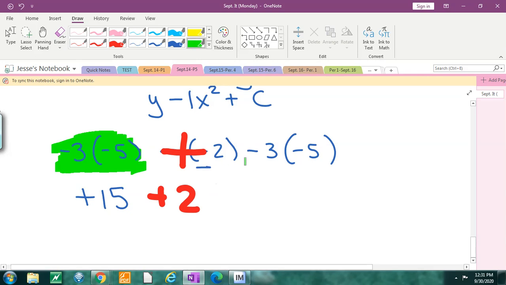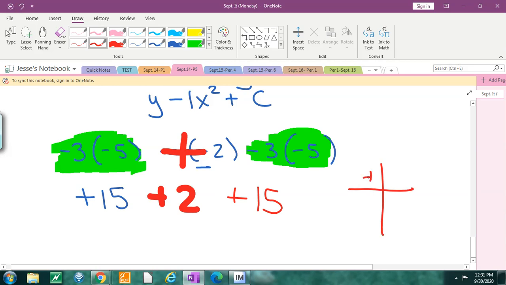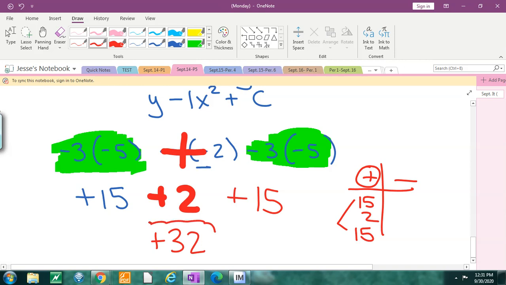And then here we have negative 3 times negative 5. That's another negative times a negative. That's a positive, right? And 3 times 5 is 15. So now I'm going to do the T chart and then just go ahead and plug them in. And my answer is what? Positive. Go ahead and add them because they're on the same side. So 15 plus 15 is 30. And 30 plus 2 is 32. All right. And that's it.